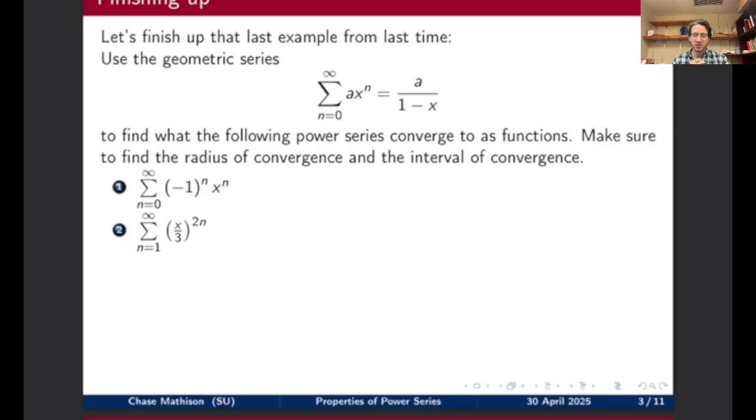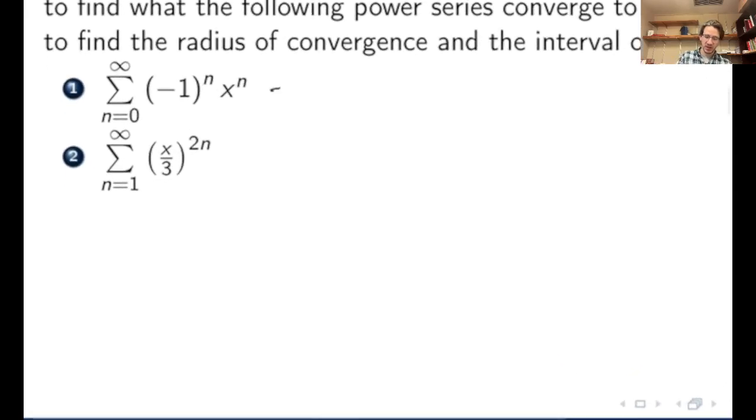All right, so let's do that last question from the last slideshow. Again, we're going to use the geometric series here, where, before we had a times r to the n, the sum from 0 to infinity of a times r to the n is a over 1 minus r. And now all we've done is replaced that r with an x. Okay, and I still approach problems that look geometric in the same way that I always do. So let's start writing out terms for this first one. So here, the sum from 0 to infinity of minus 1 to the n times x to the n.